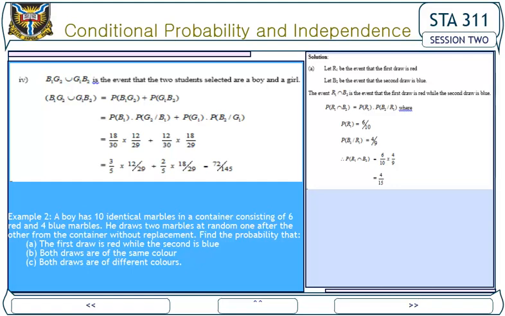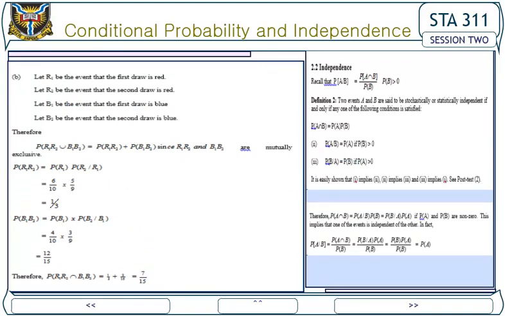Example 2. A boy has 10 identical marbles in a container consisting of 6 red and 4 blue marbles. He draws two marbles at random, one after the other, from the container without replacement. Find the probability that (a) the first draw is red, while the second is blue; (b) both draws are of the same color; (c) both draws are of different colors. Follow the solution below. Independence.